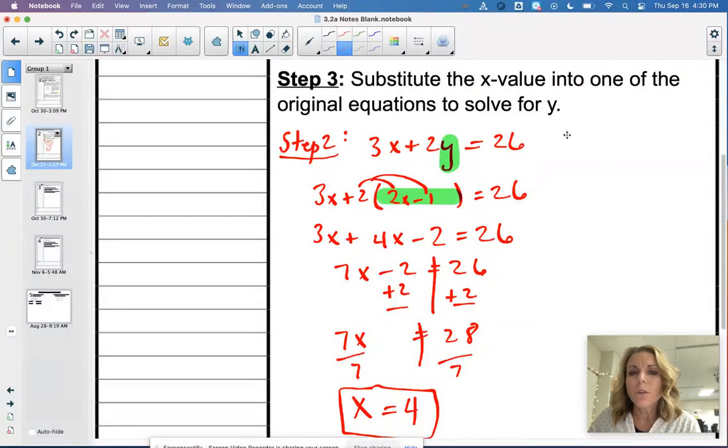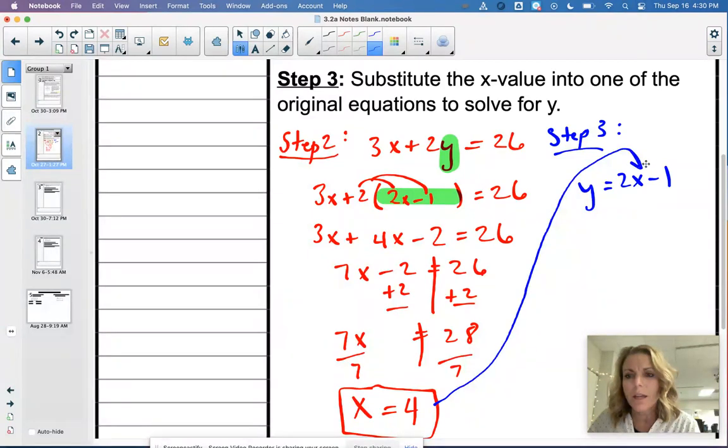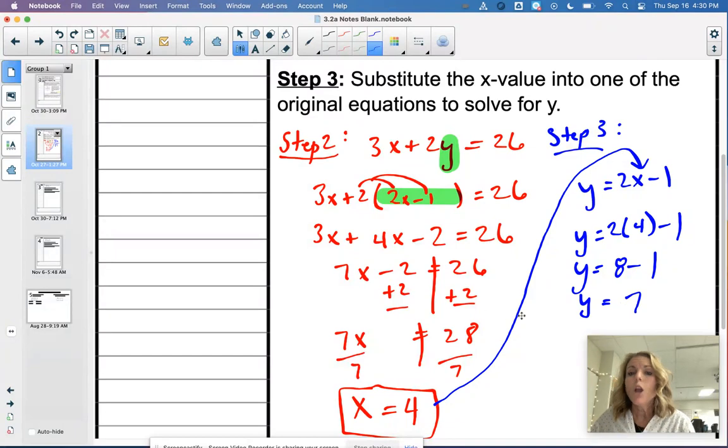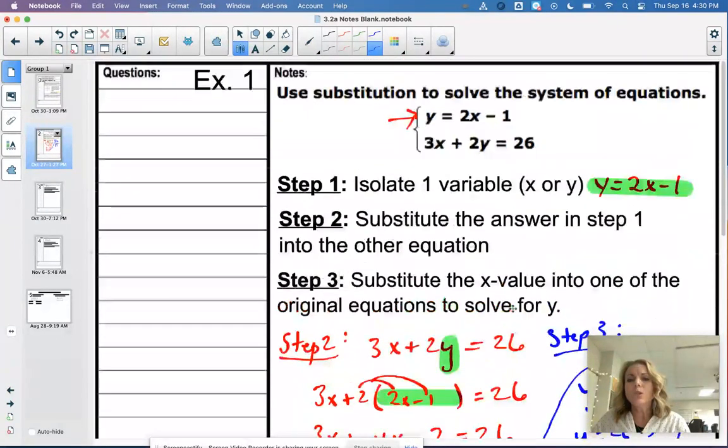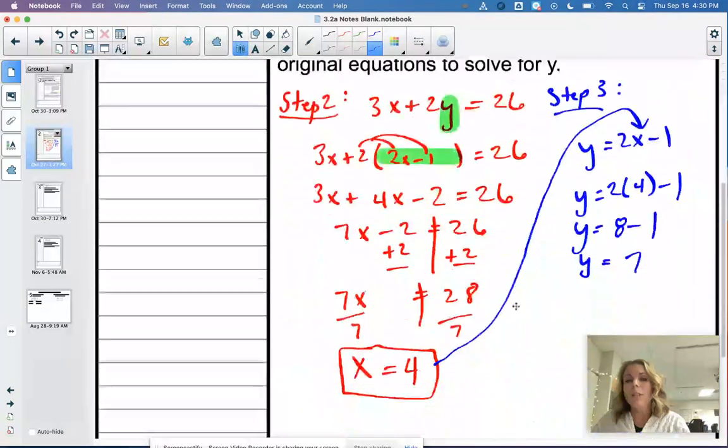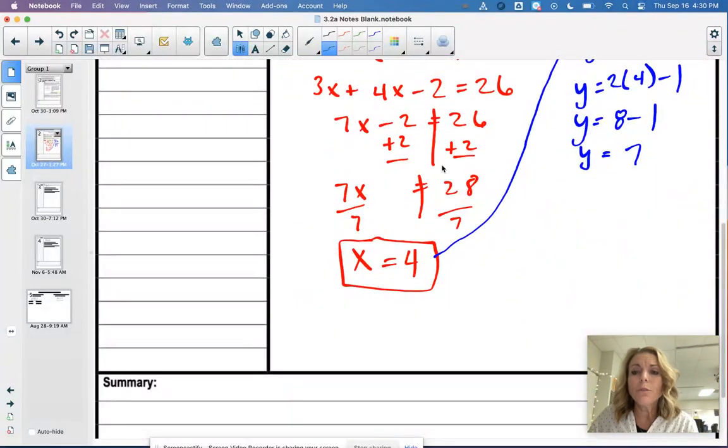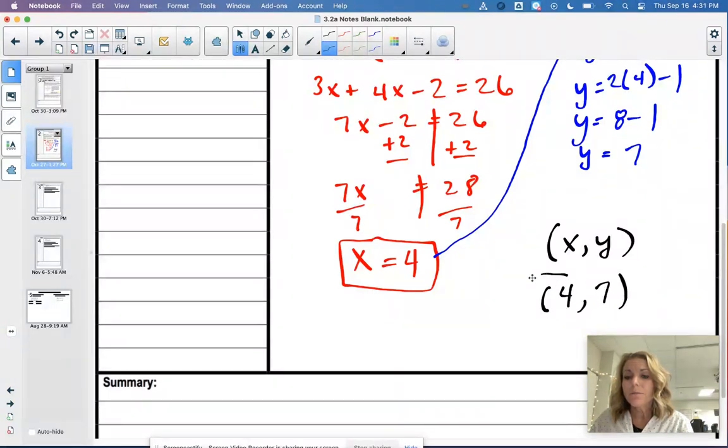All right, so let's call this step 3. The equation I'm going to use is y equals 2x minus 1. And we know that x is 4. So I'm going to take that 4 and plug it right there. So y equals 2 times 4, that's 8. So y is equal to 8 minus 1. Y is equal to 7. We just answered this question and we have solved the system of equations. Our solution is an ordered pair. It's an x and a y, 4, 7.